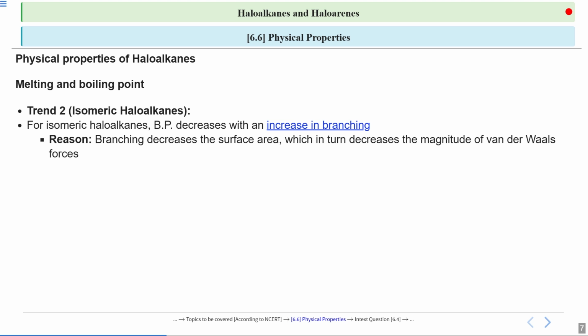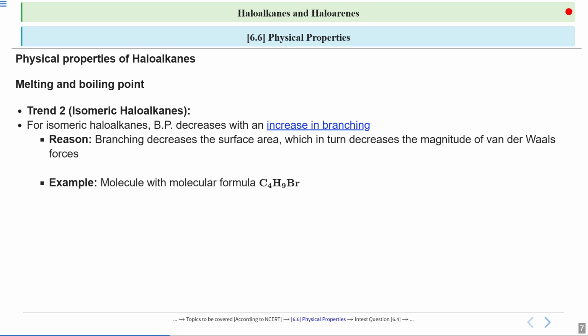Okay. Straight chain isomers have greater surface area than the branched chain isomers, due to which the straight chain will have a greater magnitude of van der Waals forces and a greater boiling point compared to the branched chain isomeric haloalkanes.